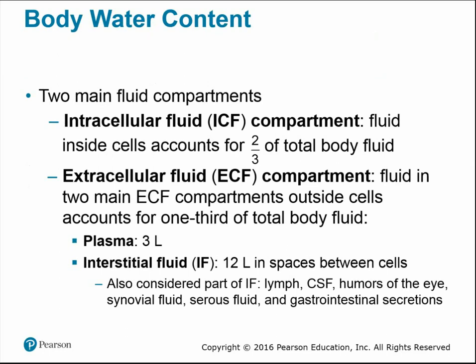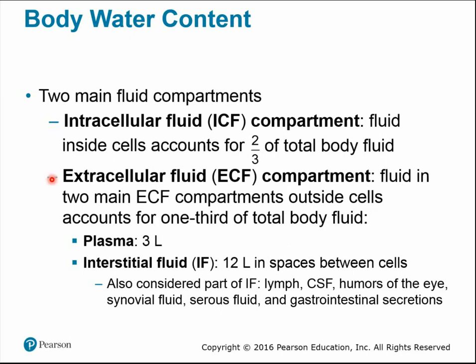So there's two main fluid compartments in the body. We have fluid inside the cell and fluid outside the cell. The intracellular fluid compartment is the fluid inside the cells, which accounts for about 2/3 of our total body fluid. So when we say that we're about 70% water, this is due to all of our cells having the intracellular fluid inside of them. Extracellular fluid, or the ECF compartment, is the fluid that's outside of the cell. So it's going to make up only about 1/3.